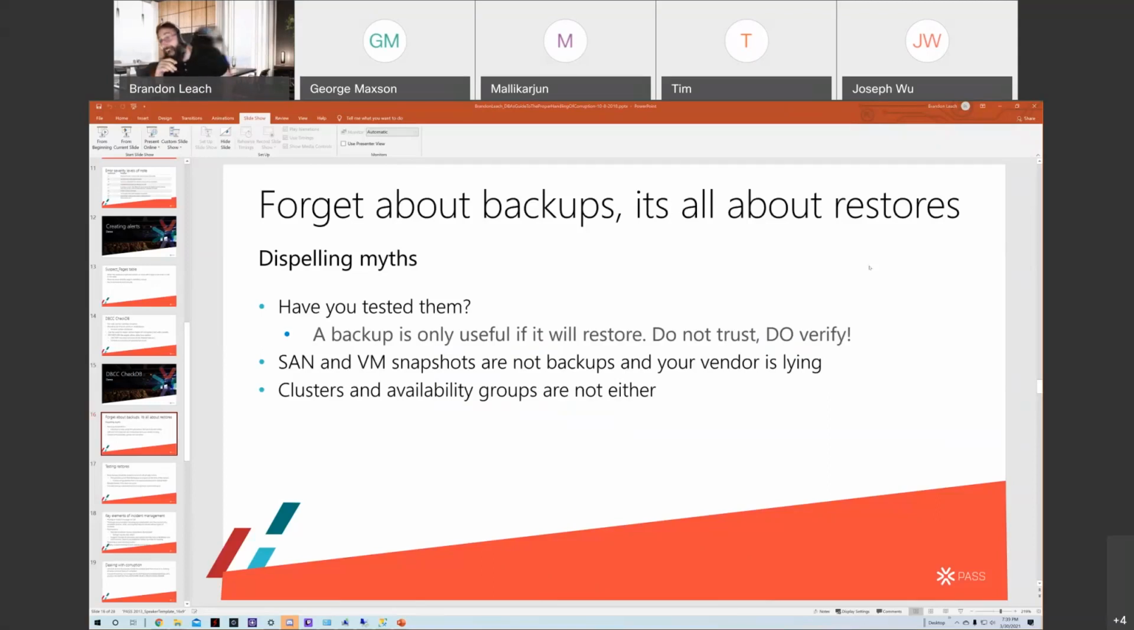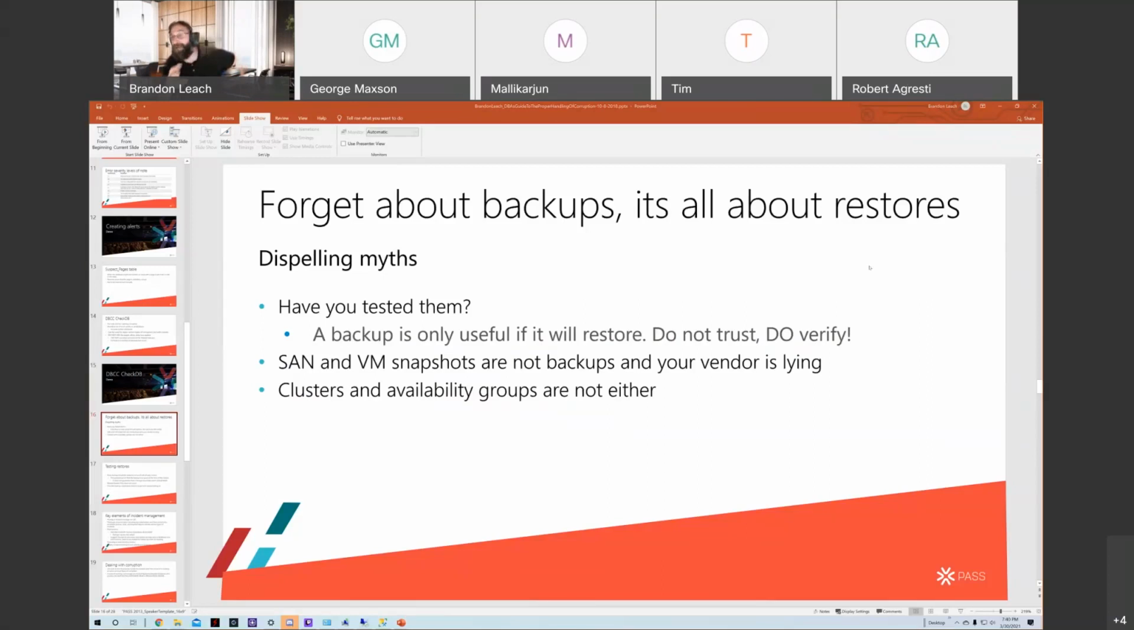So let me ask another question. Is anyone here using SAN snapshots as backups? The lack of response makes me happy. We did it for many years, though I'm not sure we're still doing it. Yeah, I know the company I work for uses those.